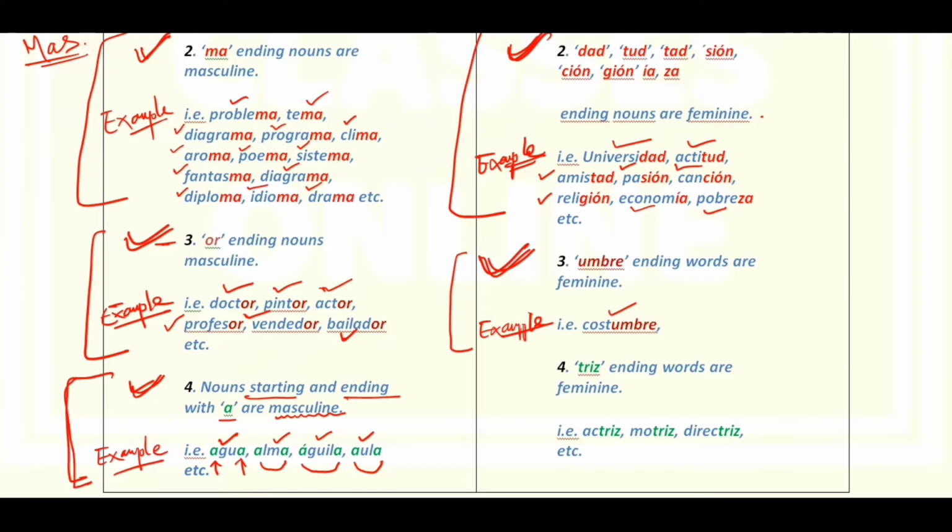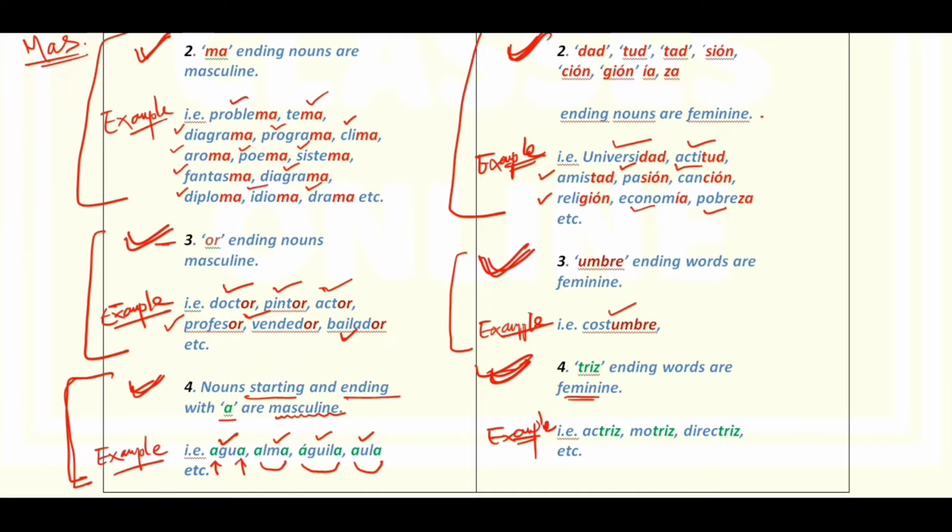Now coming to the feminine side. Words ending in -triz are feminine. These are feminine words. Now we'll look at the examples given. These are feminine in nature. First example is actriz.